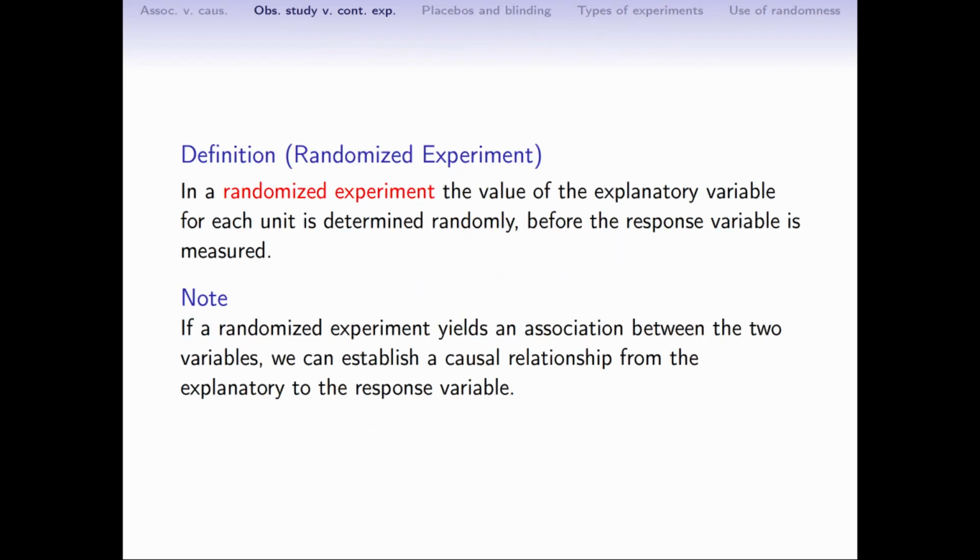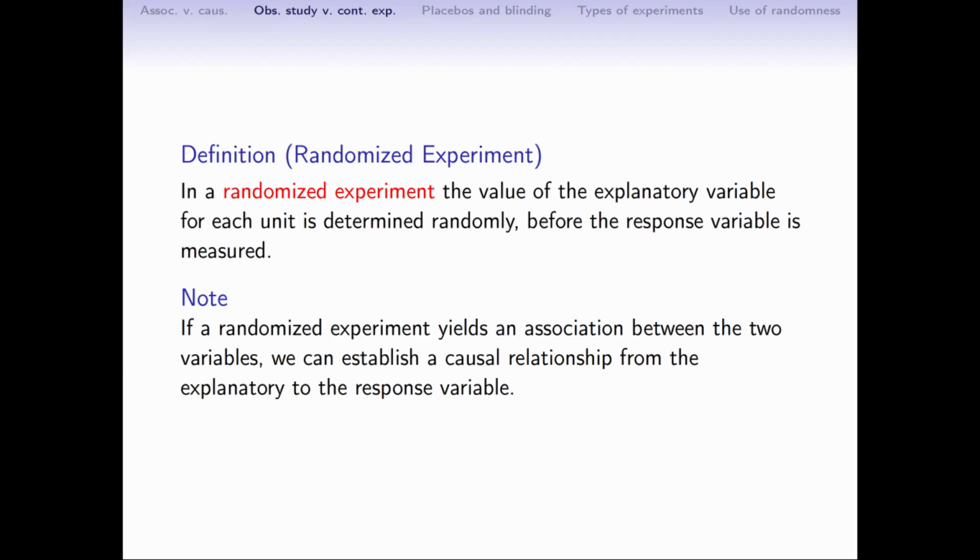that I want to do is look at a randomized experiment. In a randomized experiment, the value of the explanatory variable for each unit is determined randomly before the response variable is measured. If a randomized experiment yields an association between the two variables, we can establish a causal relationship from the explanatory to the response variable.